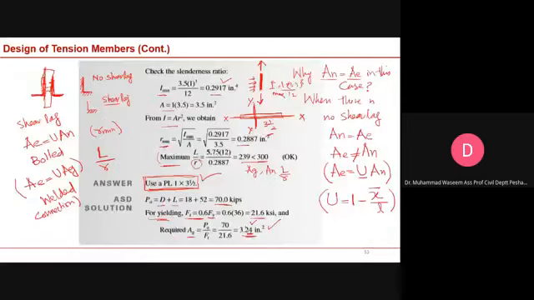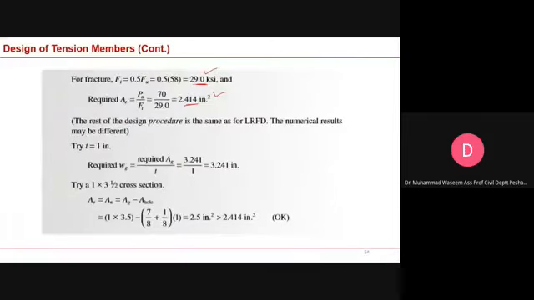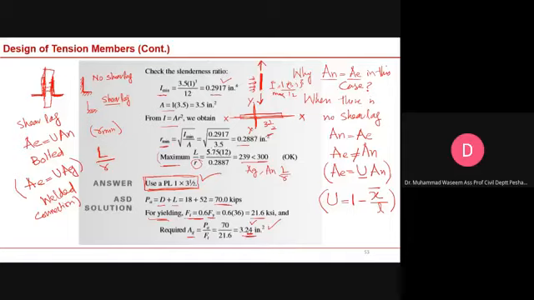Now we will check this member, having this dimension, what is the gross area and what is the net area. The net area is 2.5 inch square, which is greater than this one. And the gross area is about 3.5 inch square, which is greater than this value.